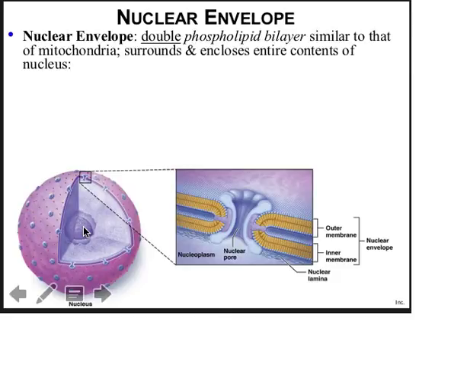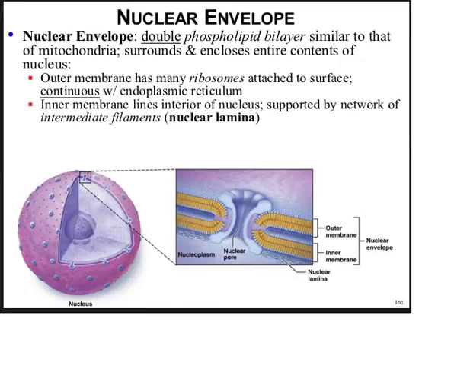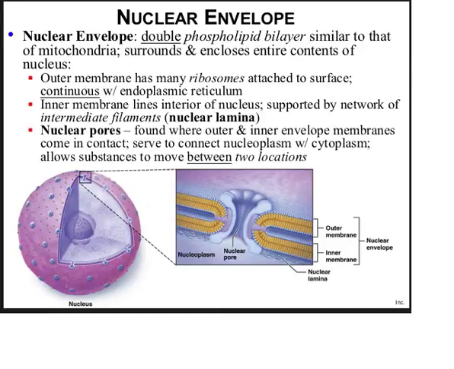The nuclear envelope is a double phospholipid bilayer similar to that we see in the mitochondria, and it surrounds and encloses the contents of the nucleus. The outer membrane has ribosomes that are attached to the surface, and it's continuous with the rough ER. And the inner membrane lines the interior of the nucleus and is supported by a network of intermediate filaments known as the nuclear lamina. Nuclear pores are found where the outer and the inner envelope membranes come into contact, and they serve to connect the nucleoplasm with the cytoplasm and allow substances to move between the two locations.